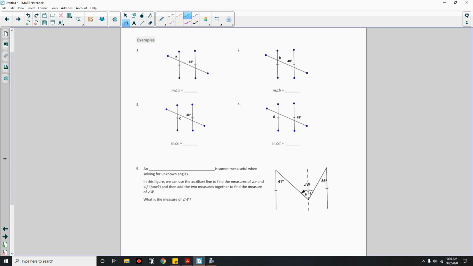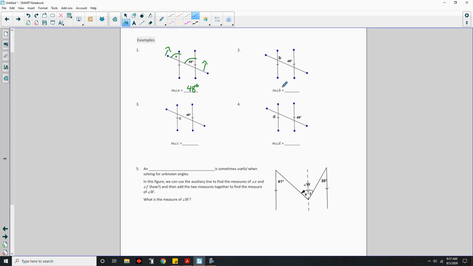Well, this angle here and this angle here are on the right or top side of the transversal, same side, but they're not interior angles. One's exterior, the other one's interior, but they're congruent because they're corresponding angles. So the measure of angle A is 48 degrees.